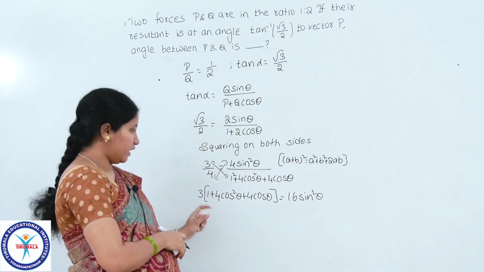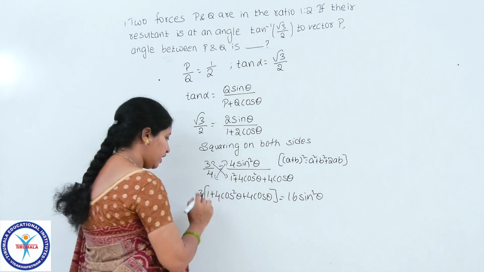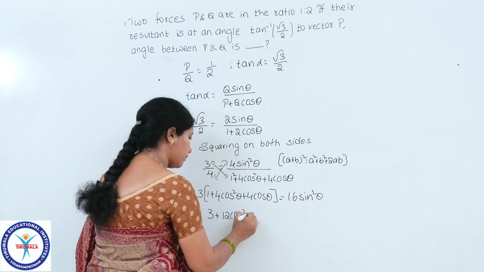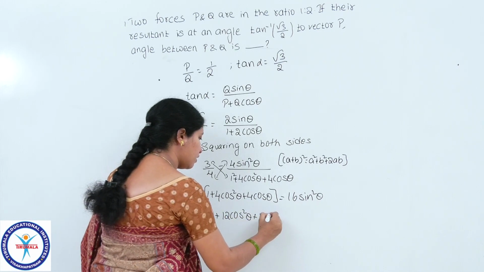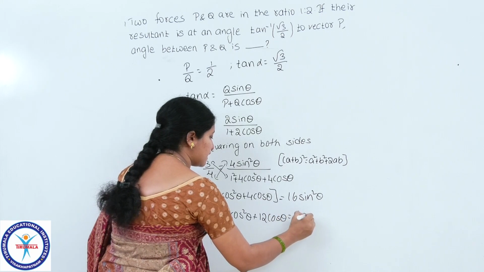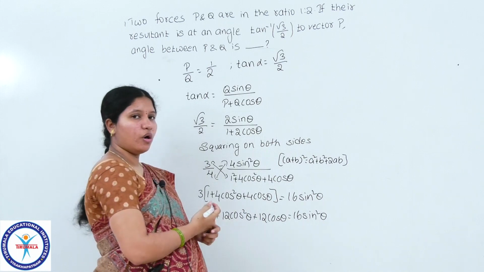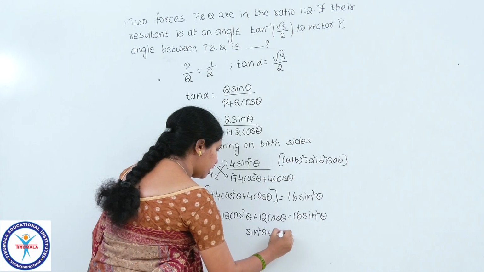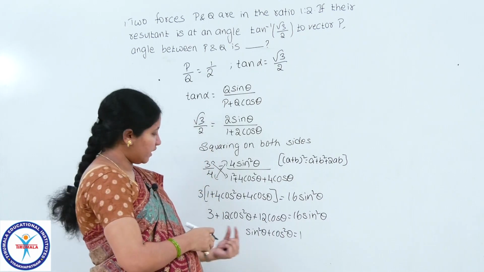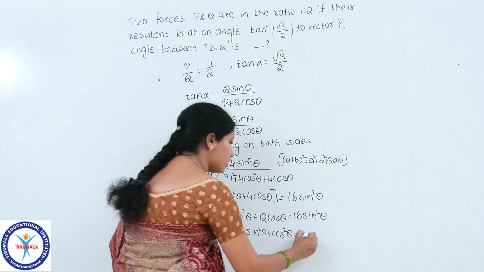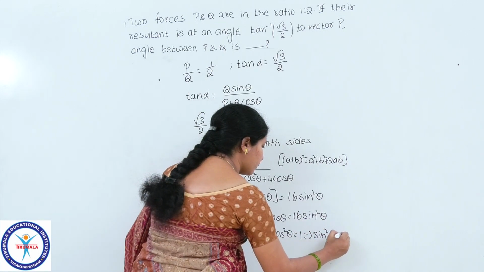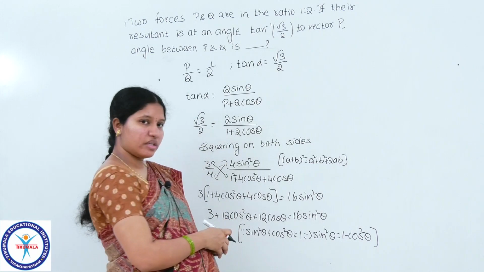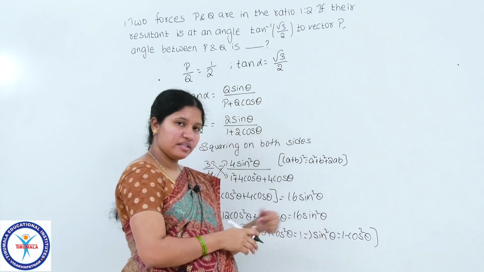Now distribute 3 to the terms inside the bracket. 3 into 1 gives 3, plus 4 into 3, 12 cos square theta, plus 3 into 4, 12 cos theta, equals 16 sin square theta. Already we know sin square theta plus cos square theta equals 1. From this we can get the value of sin square theta: sin square theta equals 1 minus cos square theta. So substitute it in this equation.